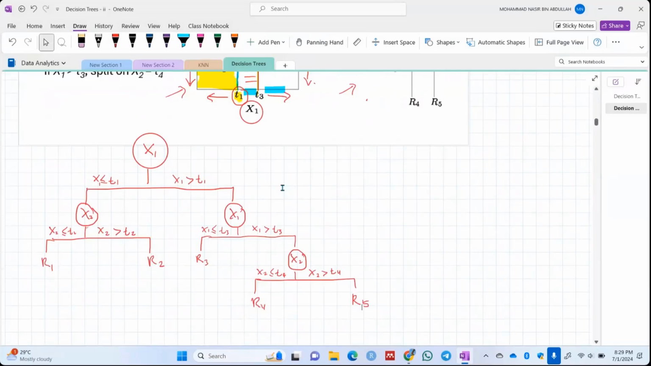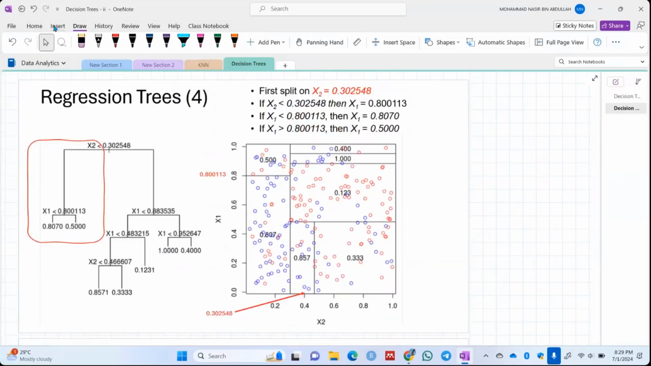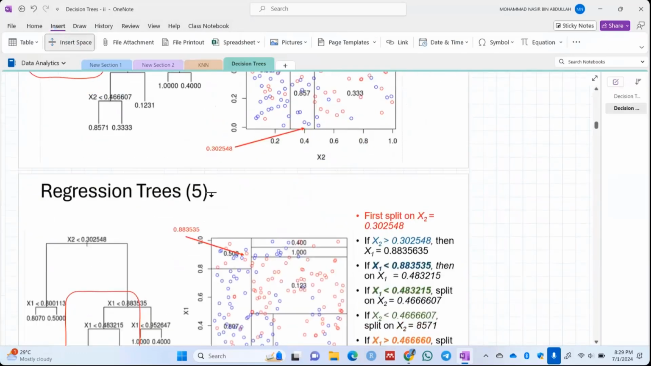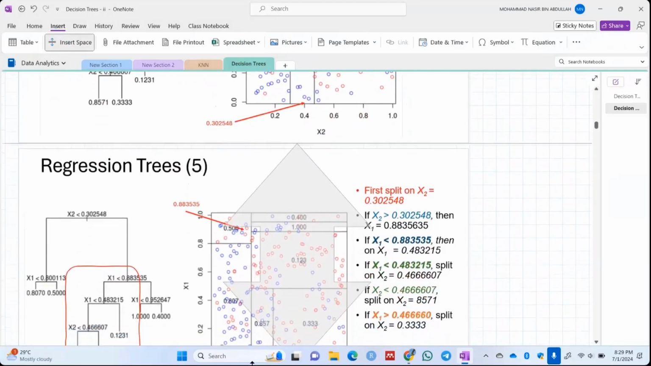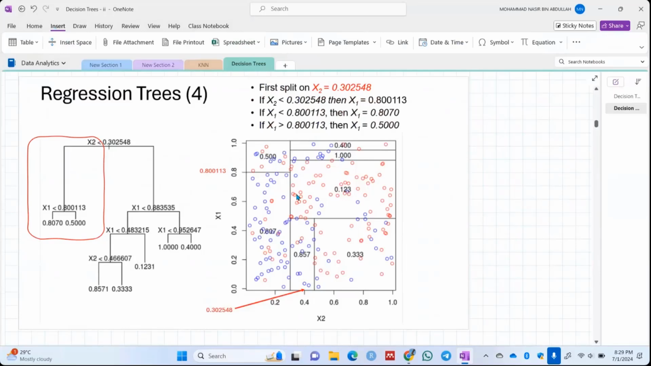Okay, this one, clear? Clear this one? Right, let's look at another example. Let's say we look at example regression tree number 4. So basically I already showed the answer here.